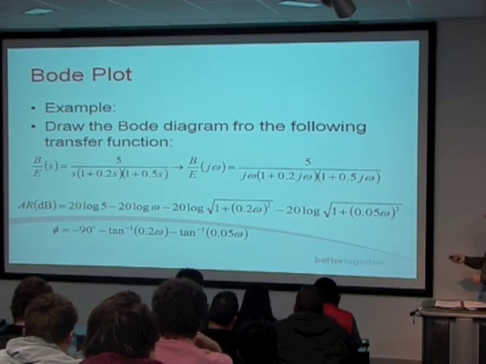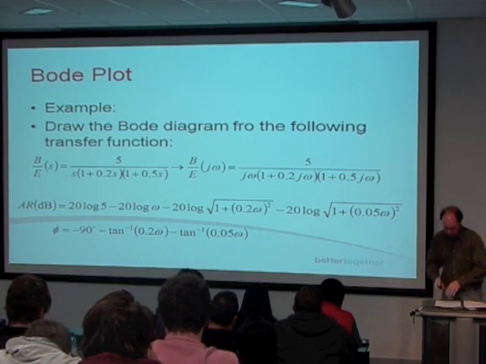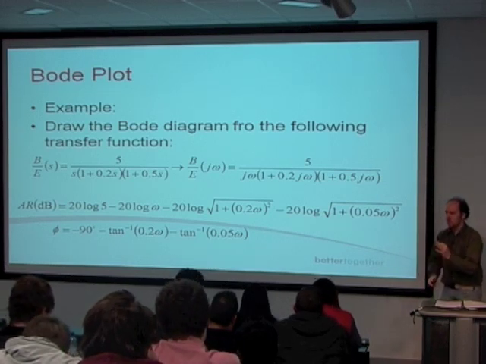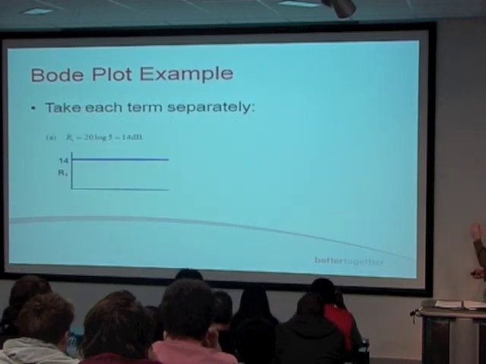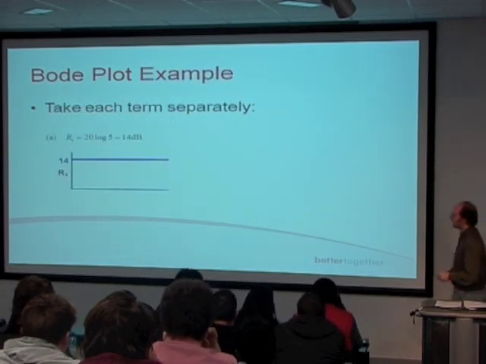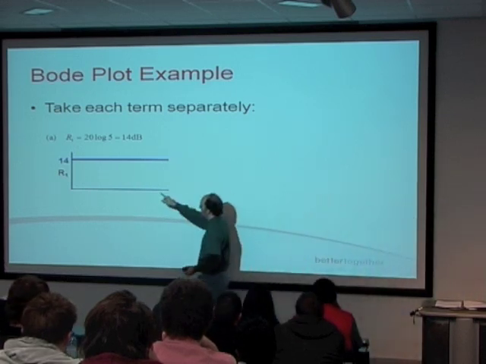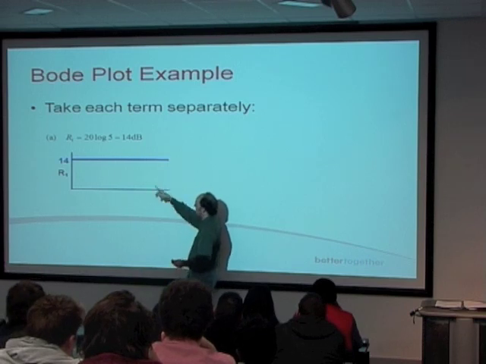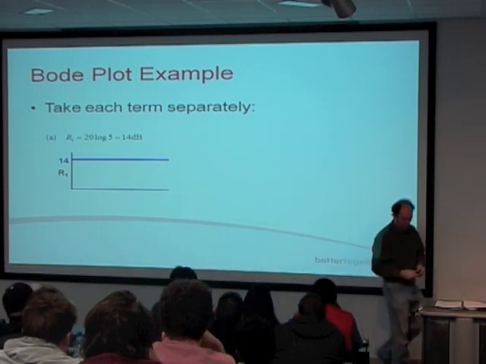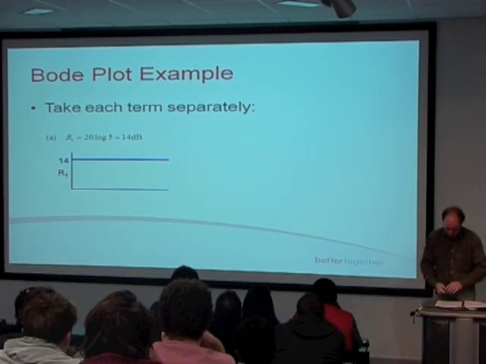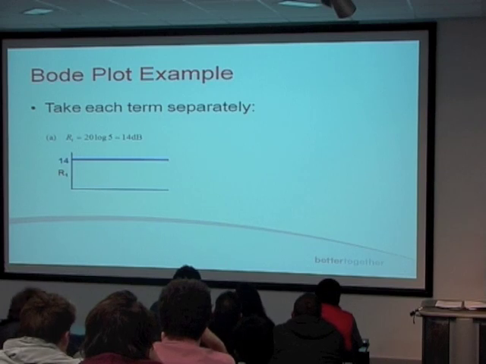So there's our terms that we're going to use to build our Bode plot. And we take each of those terms separately. For the first, we'll start with that gain. 20 log 5 we know is 14 decibels. And so it's a straight line. We knew that a gain was going to be a straight line. And our amplitude ratio is 14. That's with our gain. We know that at that point the phase is also 0.